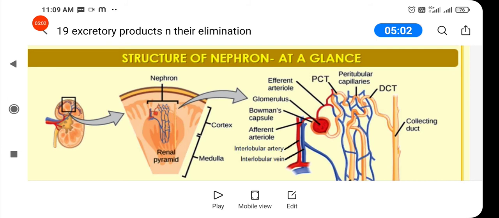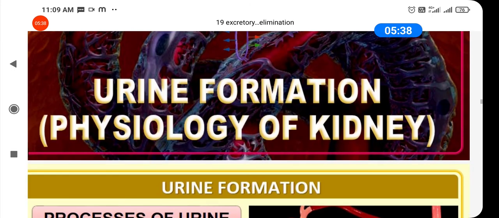Regulation of water, regulation of electrolyte balance, regulation of arterial pressure, excretion of nitrogenous waste, excretion of certain harmful chemicals, excess drugs and toxins, and secretion. Earlier I said excretion of nitrogenous waste; now I am saying secretion of hormones like renin. So how is water regulated or electrolyte balanced? By osmoregulation.